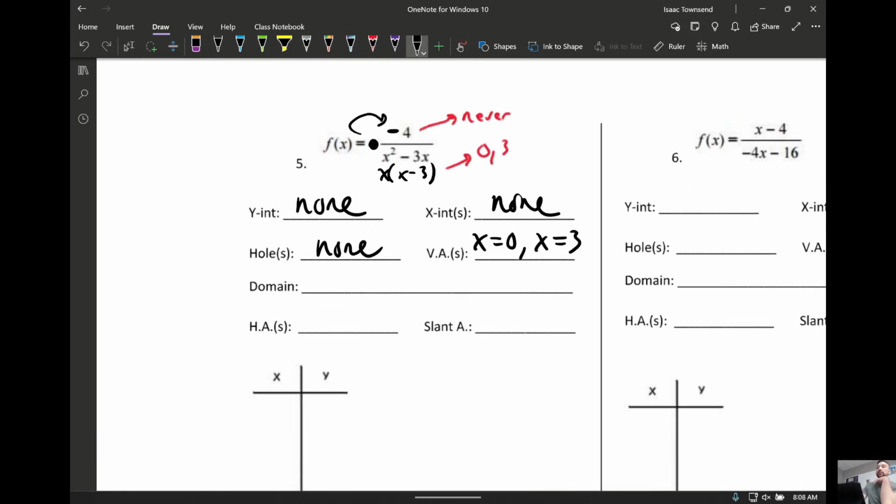Okay, I'm going to go ahead and do domain. If you feel more comfortable doing that after you got the graph, then that's fine. But I can see the only two numbers I need to skip are 0, so skip 0, and skip 3. Horizontal asymptote would be y equals 0, because the degree of the denominator is bigger. Slant asymptote would be long division, but I don't have to do that here because the degree of the numerator is not one bigger than the degree of the denominator.